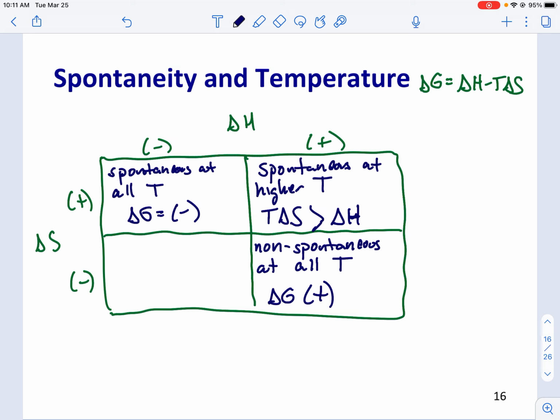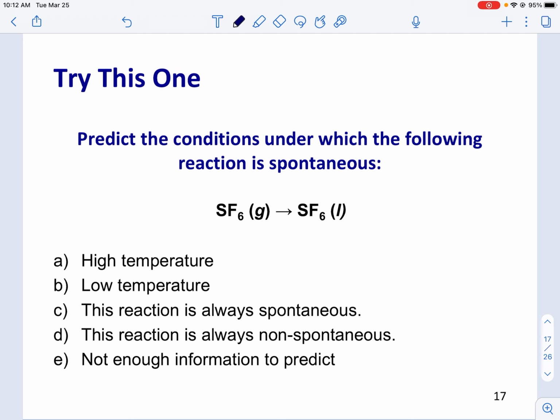And again, if they're both negative, it's the opposite. It'll be spontaneous at lower temperatures, when T delta S is smaller than delta H. So that's how this works. You have to think about the signs. So this square kind of helps. Well, let's try to apply this information now. So pause it if you need to write that down. Otherwise, let's look at another problem.